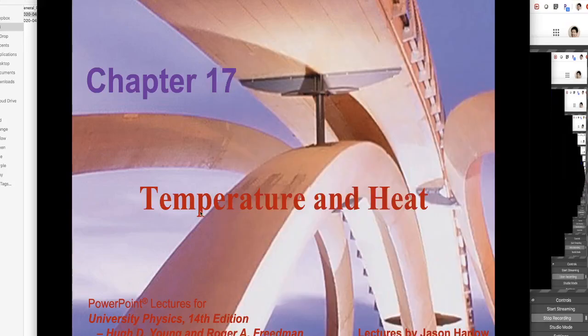Okay, dear all, today we're going to cover chapter 17, temperature and heat. So this is the first chapter where we're going to talk about heat. This chapter is not very difficult. Most of the concepts mentioned in this chapter are common concepts in daily life, so it's relatively easy. So now let's go through chapter 17, temperature and heat.